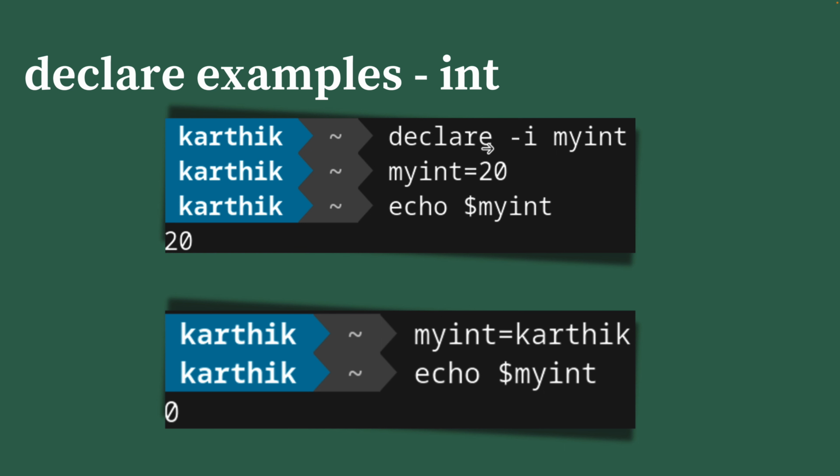All I'm going to do is declare a variable with an i over here, which is for the integer value. If you try to set a value there with 20 and then echo it out, you will see the 20 printed out. But if you set the same myint with Karthik and try to print it out, it's going to print 0. The reason is because it is an integer type, or attribute really.